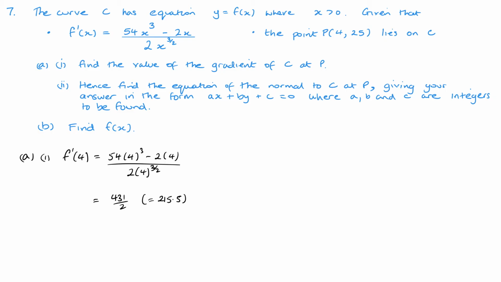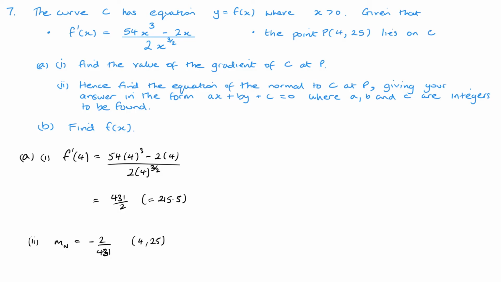So hence find the normal. Well, if we're going to find the normal, we want to say what the gradient to that is. So, you know, flip it, change the sign. So the gradient of our normal, I'll put n for normal, is minus 2 over 431. And then we've got the point 4, 25. So that's what we've got.